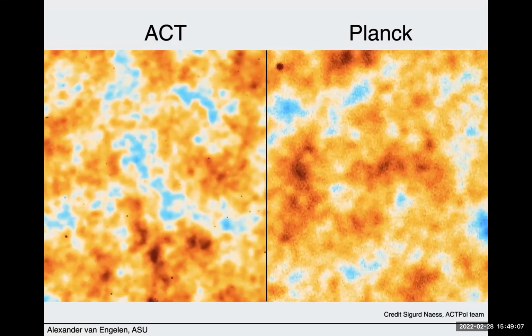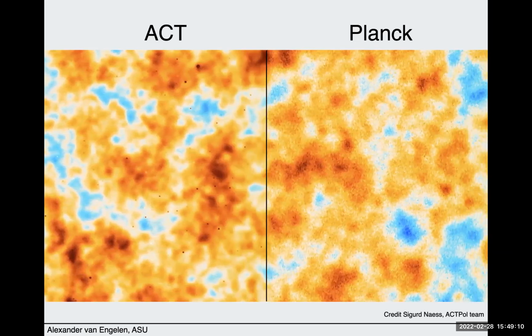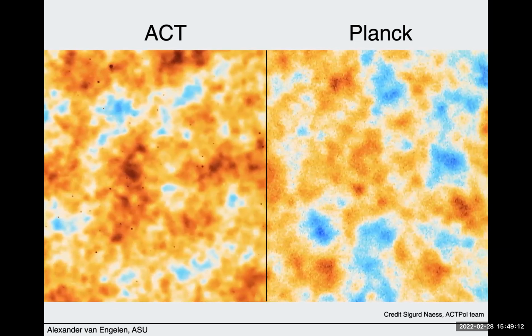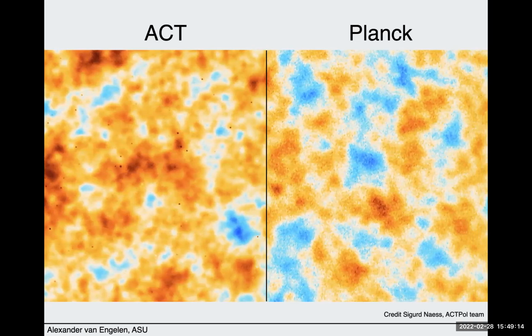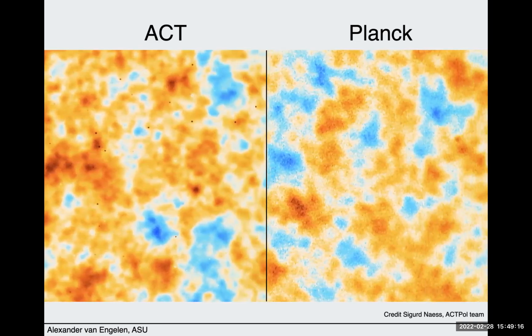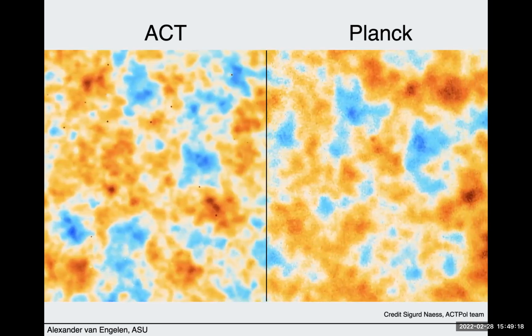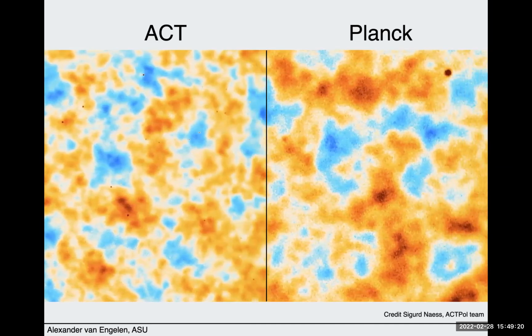So the upshot here is that from the ground at the ACT telescope, we can just see a lot more detail, and therefore quantitatively extract a lot more science than we can from the Planck maps of the same angular size.